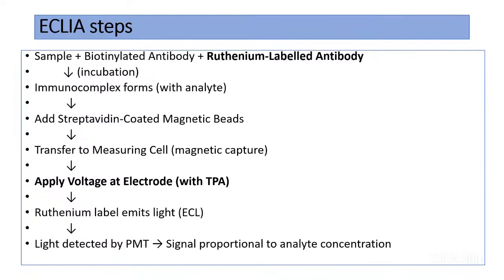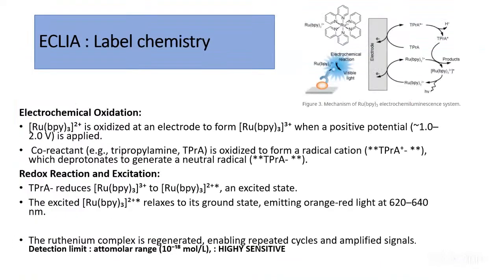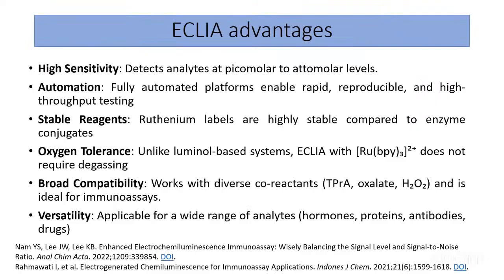So this is one chemistry for E-CLIA. And they say the E-CLIA, as you say, has better sensitivity than CLIA. It is all because of this ruthenium complex. It has higher sensitivity, picomolar, femtomolar, even attomolar, also automation, and stable reagents like CLIA, and oxygen tolerance. Unlike the luminol assays, it doesn't require degassing. You don't have to take the gas out from the solvent. So it is very stable.